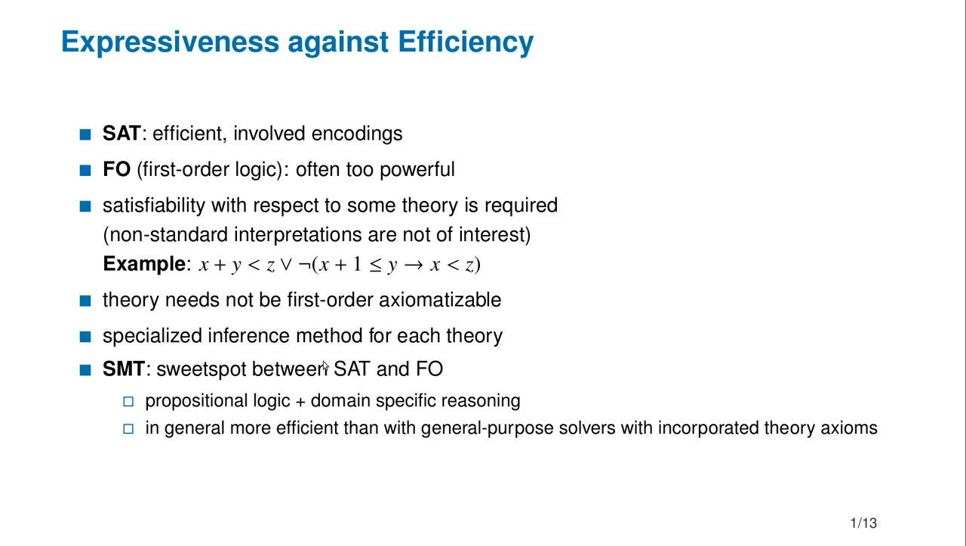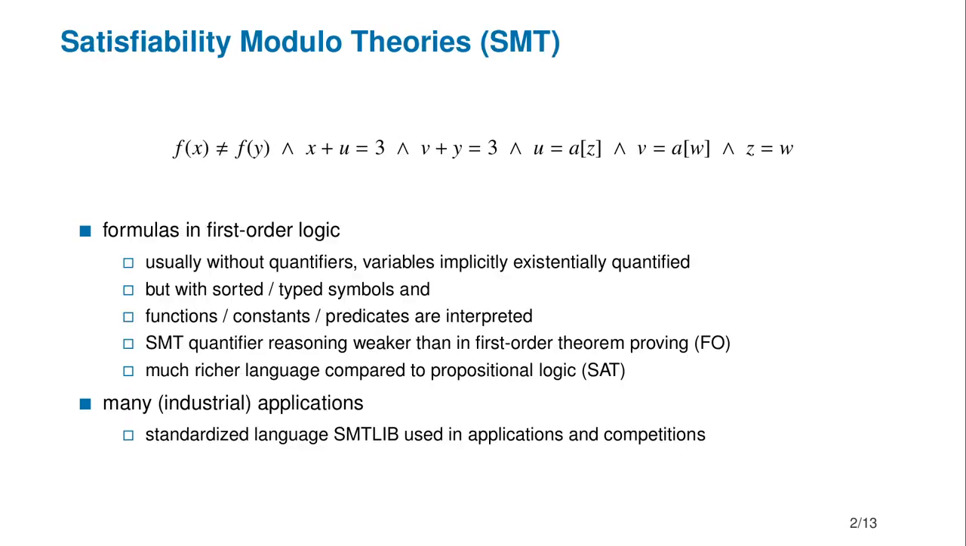And in general, this leads to more efficient solvers than we have with general purpose solvers, which include dedicated theory axioms. So it would also be possible to have a first order solver which has then a special theory reasoning on numbers, but in general it works better to come from SAT and extend it with theory reasoning.